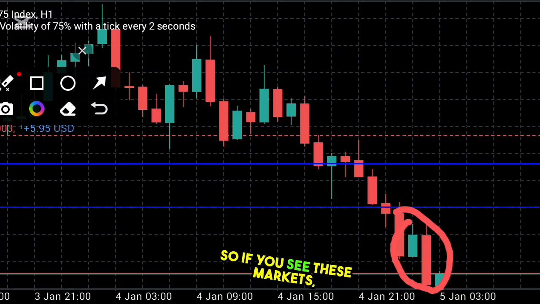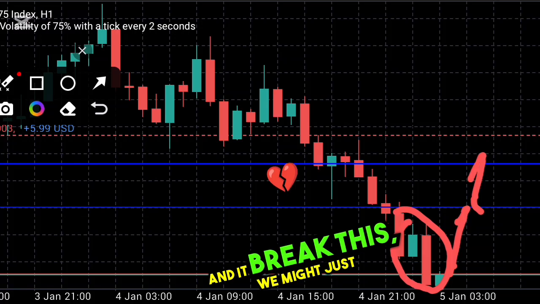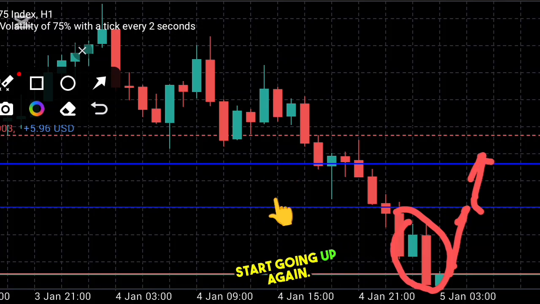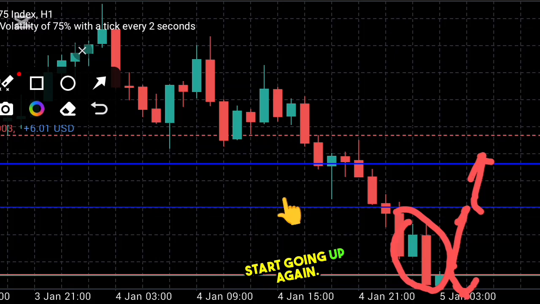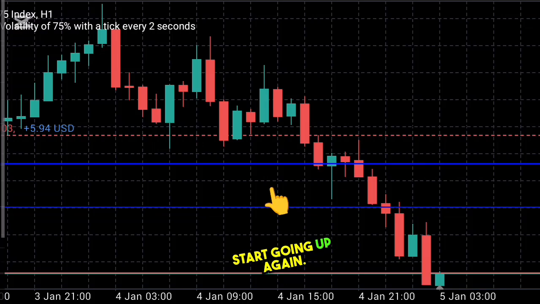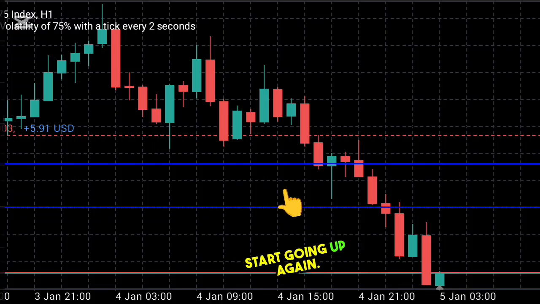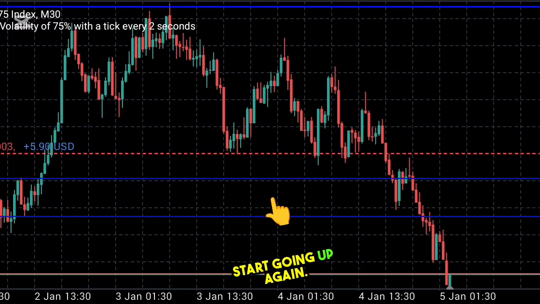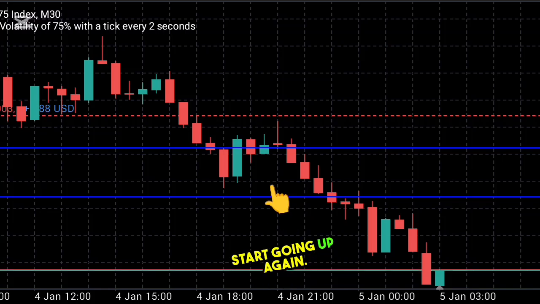If this pullback comes into this and breaks this, it might just start going up again. But if it goes down below this particular level, we can see a bearish continuation from that level. So it is very paramount to watch out for what the market is going to be doing in the next couple of hours, days, and weeks. Let's look at the lower time frame. Let's go to 30 minutes and see if we see anything. It's the same thing, nothing yet. You just have to be watchful and see what the market will do.